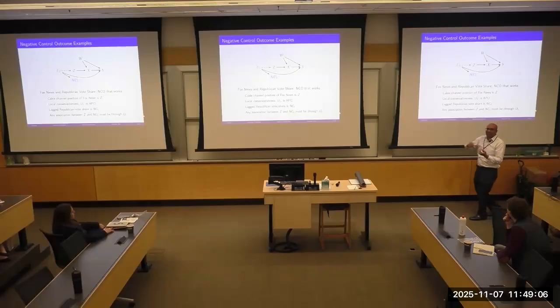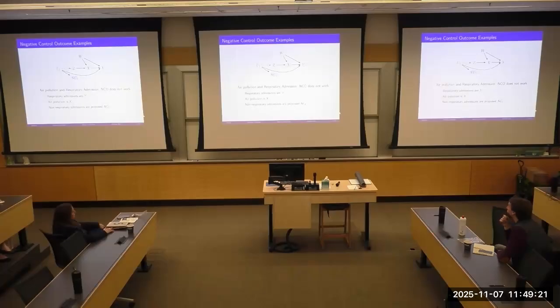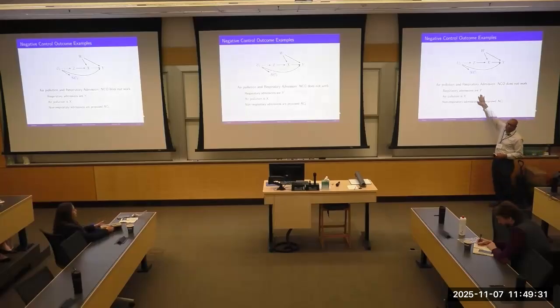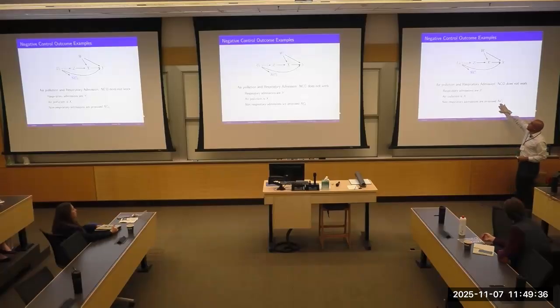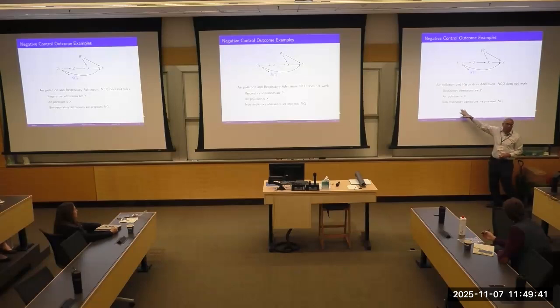Then we can think of what a valid test would be for testing whether or not we've got this particular type of potential problem, this particular correlation between Z and U. Let me give you an example that they have in the paper of one that does not work so well. This is a case where Y is respiratory admissions to a hospital, X is air pollution, and what you propose to use as your negative control is non-respiratory admissions, right?